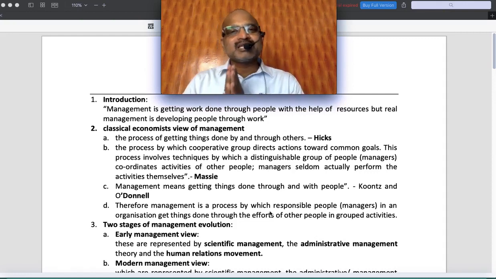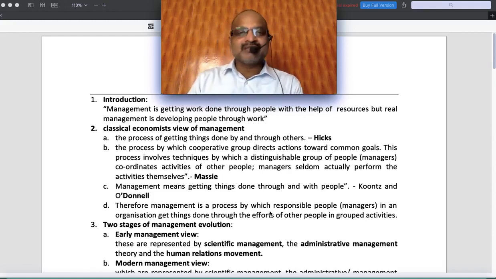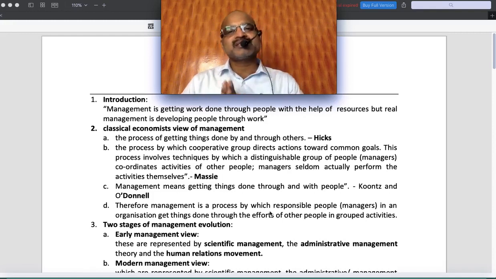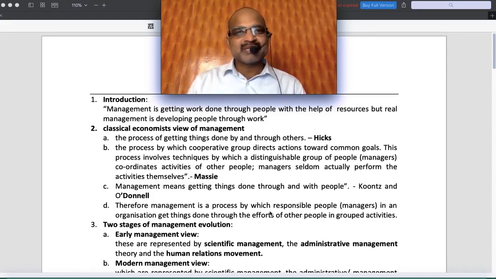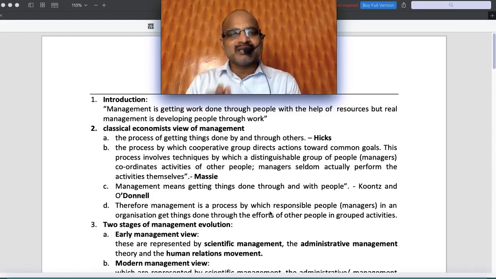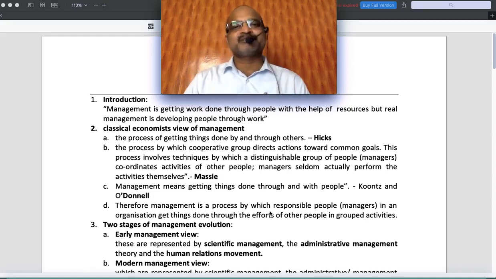A manager's job is basically to ensure, by using existing resources such as men, material, machines, that things get done. Understood? Suppose we need to produce goods. To produce goods, we need raw material. So he has raw material, he has men, he has machines, he has money. So using money, machines and men, he makes sure that the production is done.